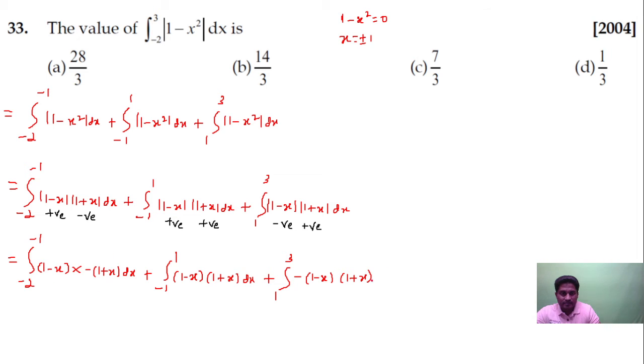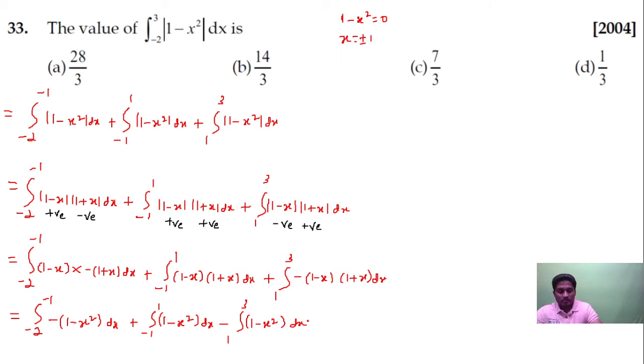Okay, this is negative and this is positive. Now I can write this as the integration from minus 2 to minus 1 of minus (1 minus x square) dx, and then the integration from minus 1 to plus 1 of (1 minus x square) dx, and then from 1 to 3, you get (1 minus x square) dx. Okay, now let us integrate this.